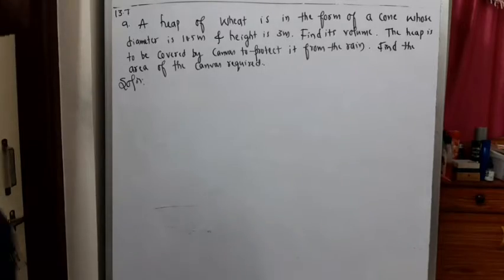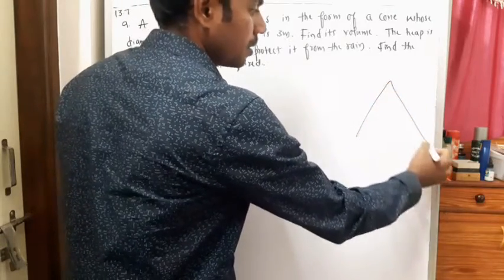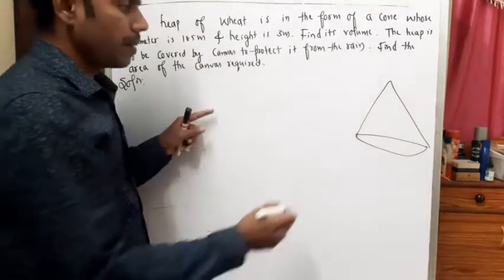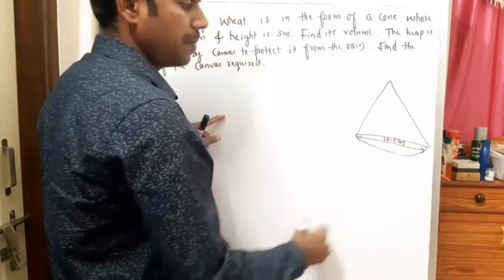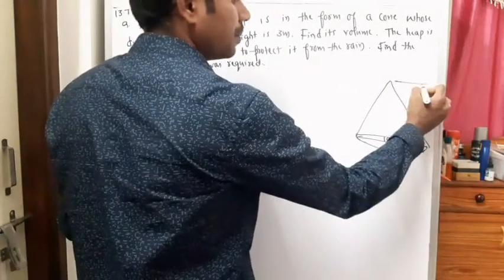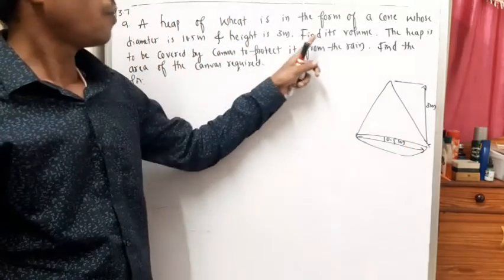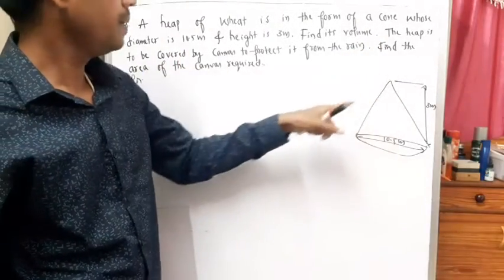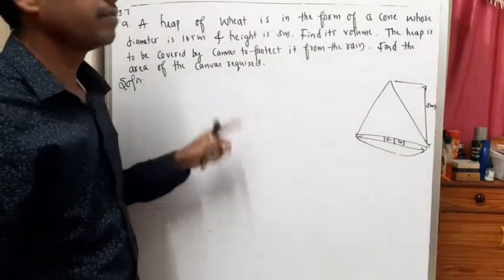So ninth question: a heap of wheat is in the form of a cone whose diameter is 10.5 meter and its height is 3 meter. Find its volume. The heap is to be covered by canvas to protect it from the rain. Find the area of the canvas required.